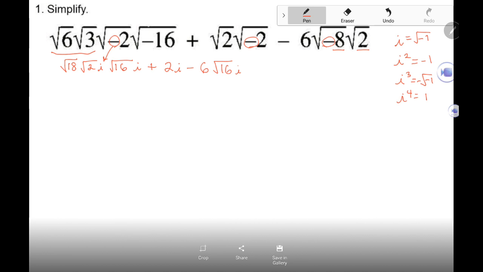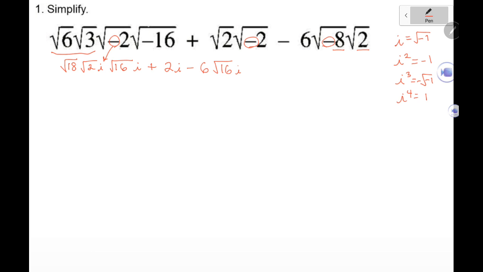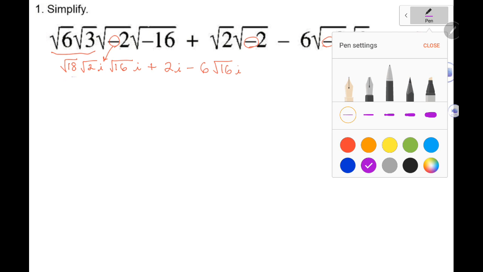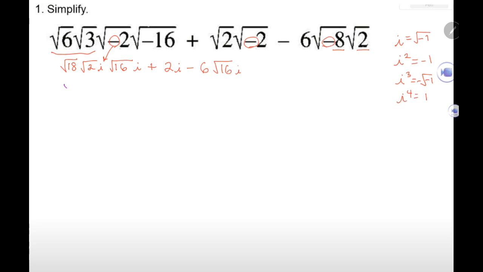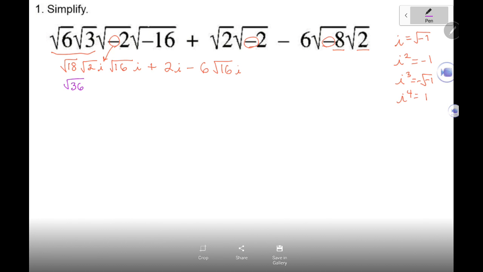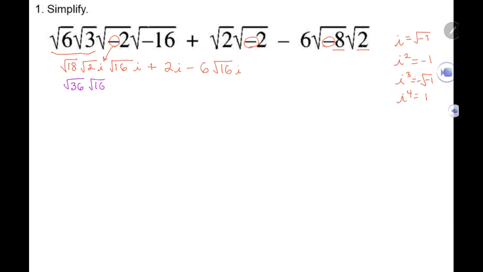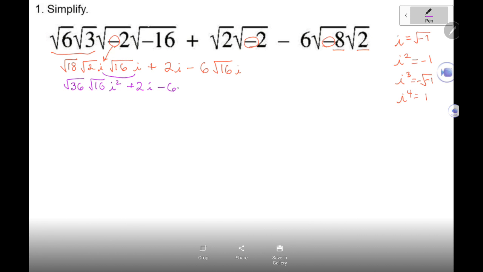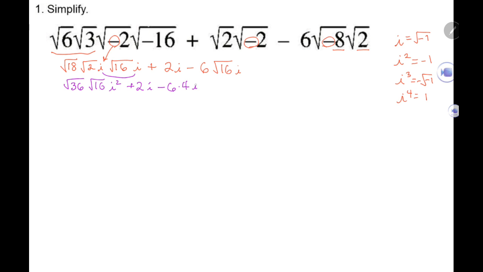Now let's continue on simplifying. Let's see, we're going to say 18 times 2, so that would be the square root of 36. I like that a lot better. I also have the square root of 16. I'm going to put these i's together to make i squared, i times i, plus 2i, minus 6, and I can turn the square root of 16 into a 4, and then there's i.